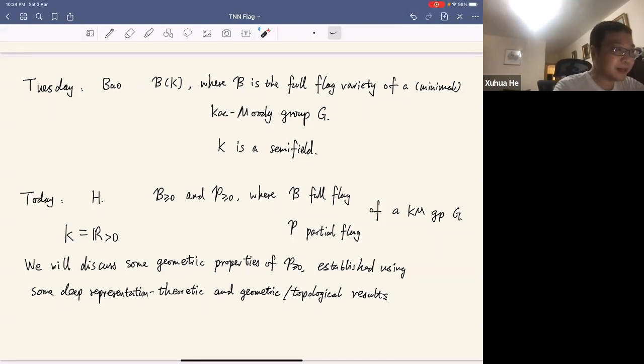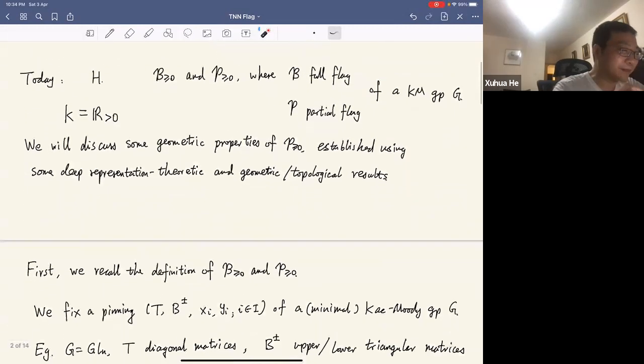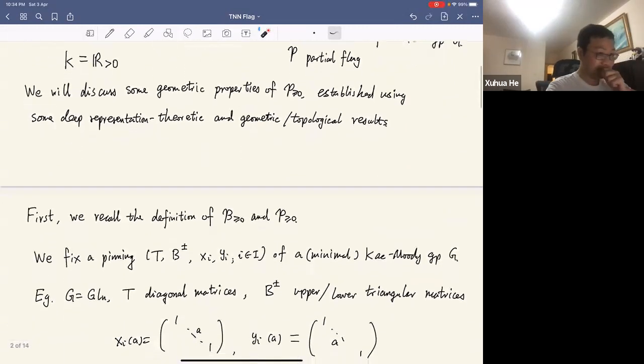So in the beginning, I'm going to recall the definitions of the totally non-negative part of the flag variety, in case some of you did not attend Tuesday's talk or did not remember the details.